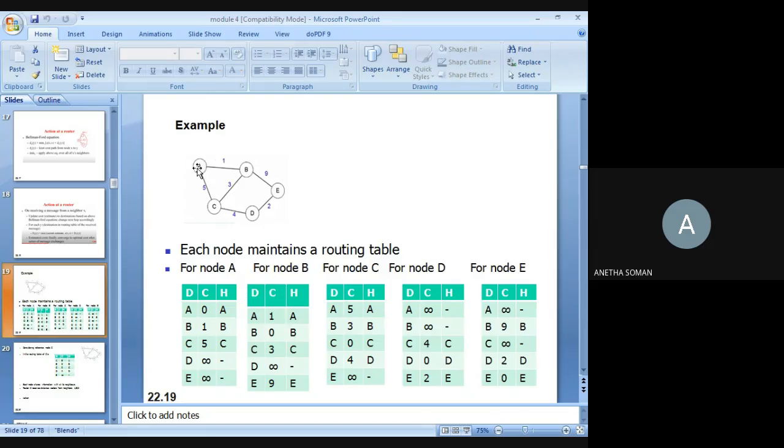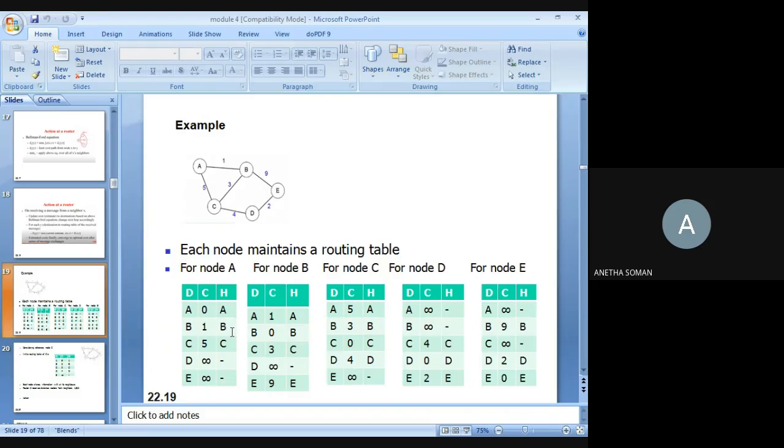Now, A to B. B is my destination now. What is the cost from A to B? It is given in the diagram as 1. So my cost is equal to 1. Since you have a direct link from A to B, the next hop will be B itself.